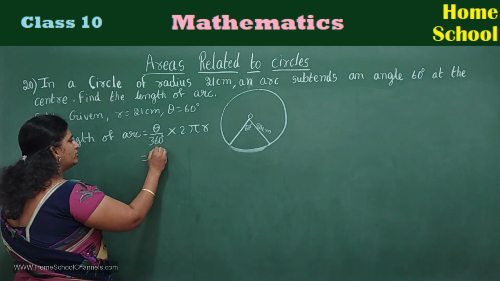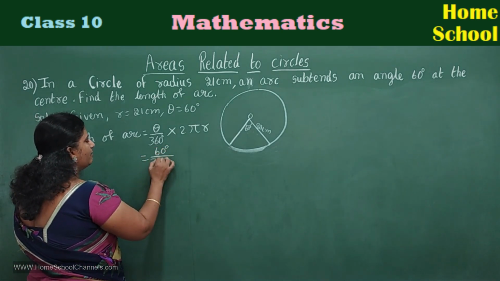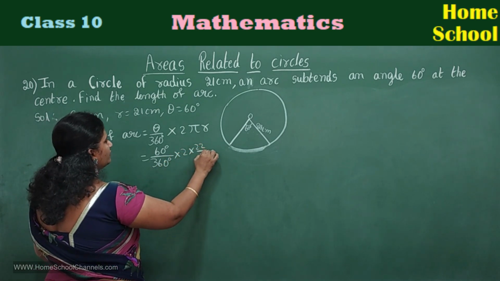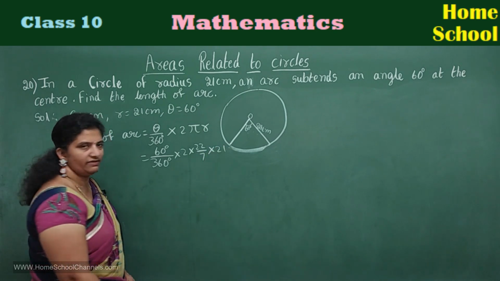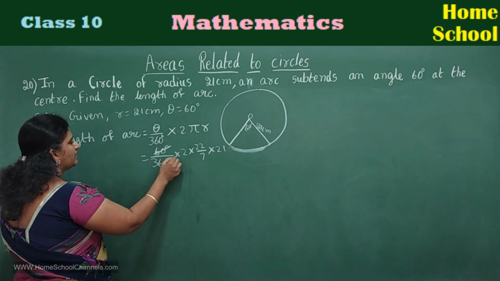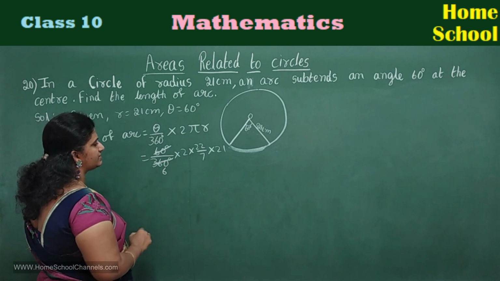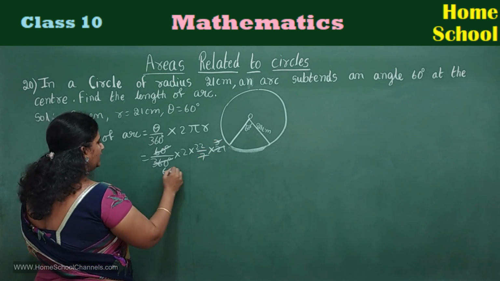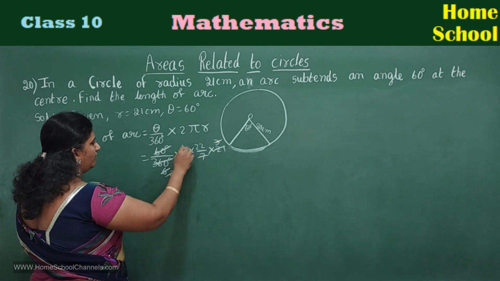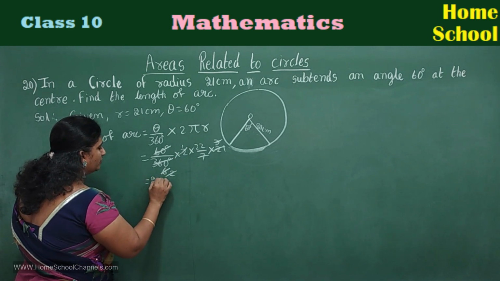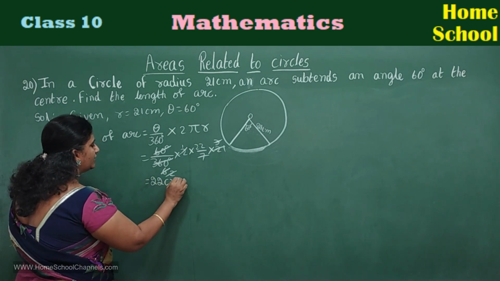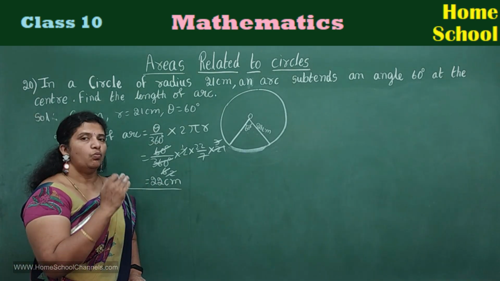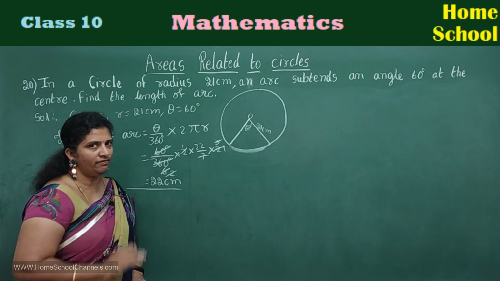Now let us substitute. Theta value is 60 degrees by 360 degrees into 2 into pi value 22 by 7, r value is 21. Now cancel. 6 into 6 is 36, 7 3s are 21, 3 2s are 6, 2 1s are 2, 1 into 22 is 22, and the unit is centimeters. 22 centimeters is the length of the arc. Now, what they have asked is to find the length of the minor arc.